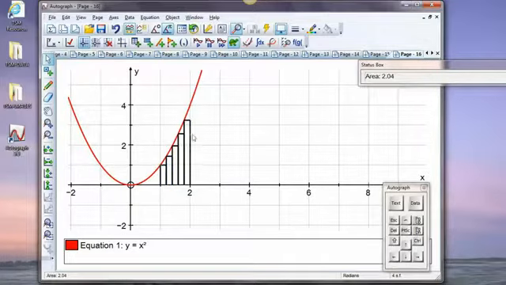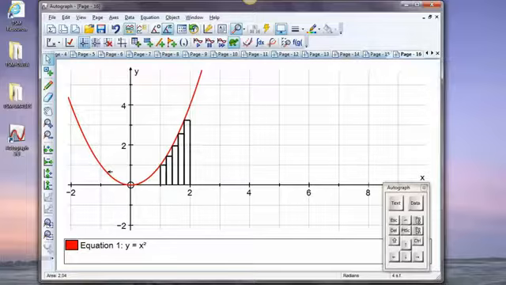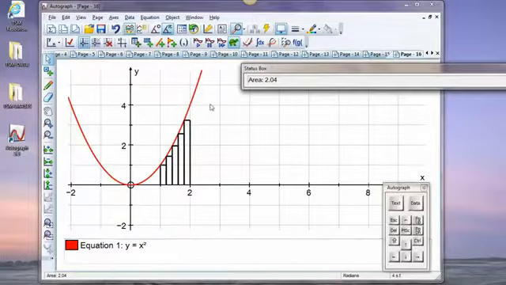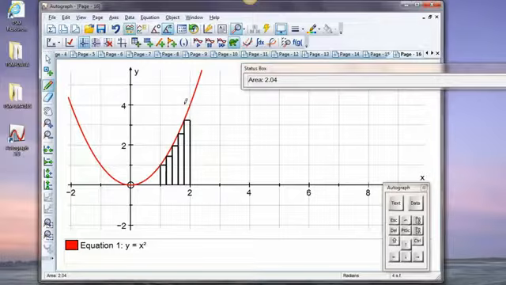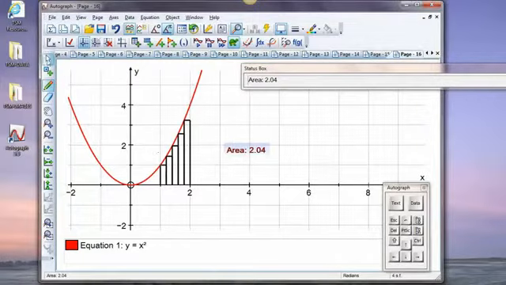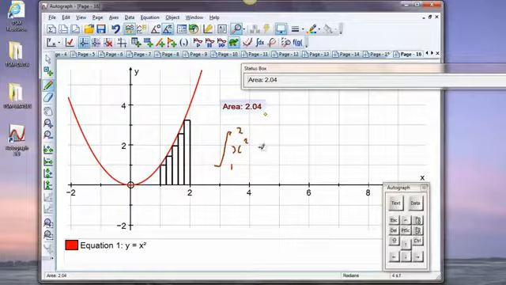So what is that area? Well, we've got the answer down here. It's double click 2.04. So we've got 2.04. We could also put it on in this form. Now the integral of x squared from 1 to 2 is dx, 1/3 x cubed, top limit, and the answer is 2.3 recurring.